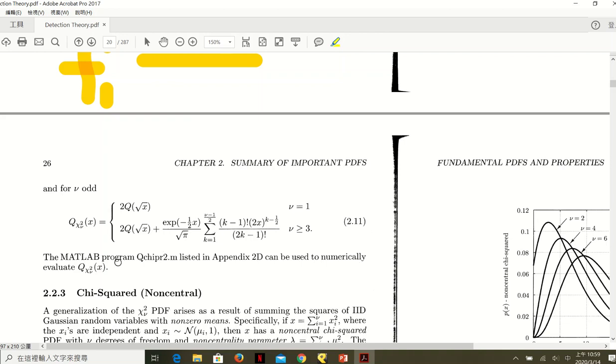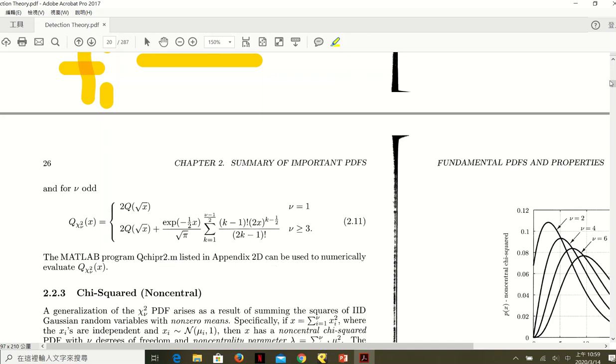And then in MATLAB, you can use qchisq2. This is the chi-square distribution, and you can numerically evaluate this.